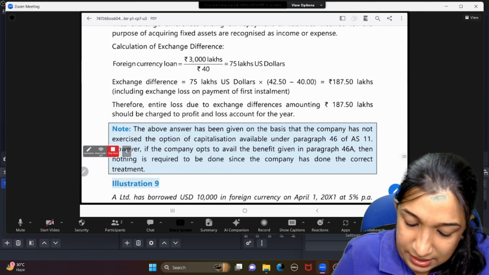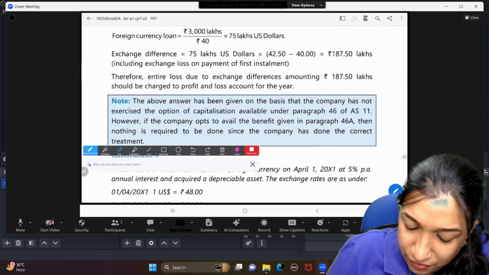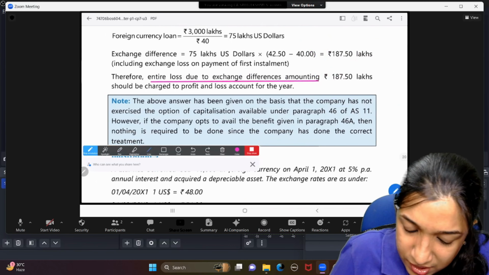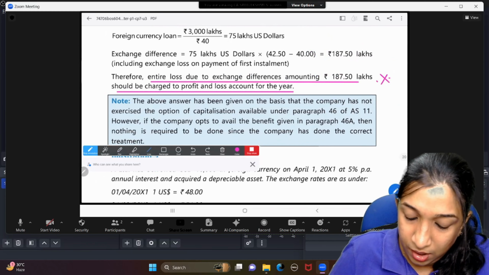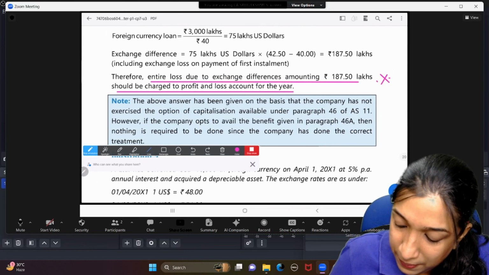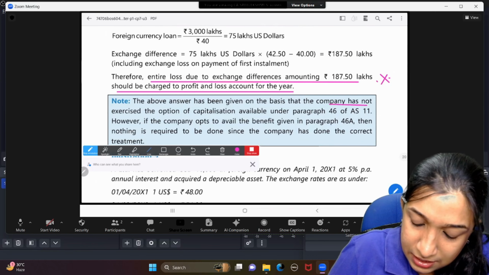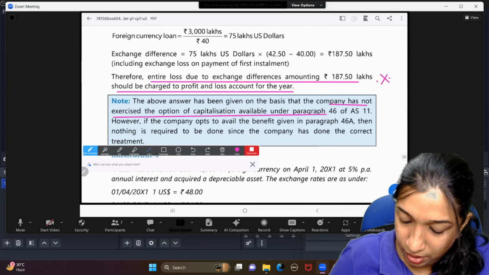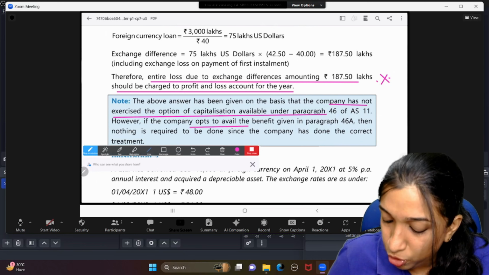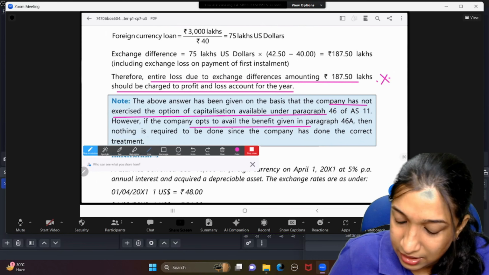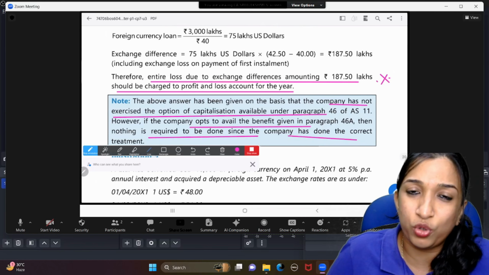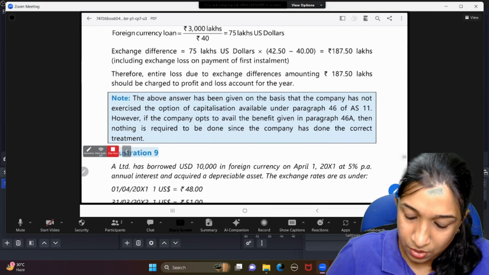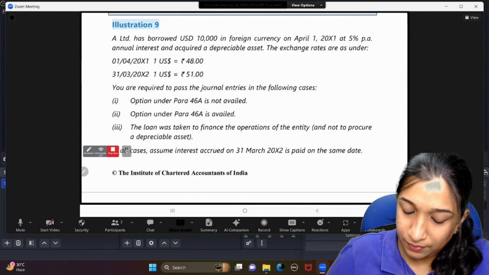So here, just listen. First they have written the entire loss due to exchange difference should be charged to P&L. The above answer has been given on the basis that the company has not exercised the option for capitalization. However, if the company opts to avail the benefit, then nothing is required to be done. The company has done the correct treatment by capitalizing the loss to the asset. Okay. 9.